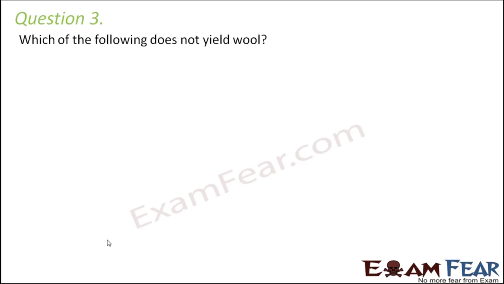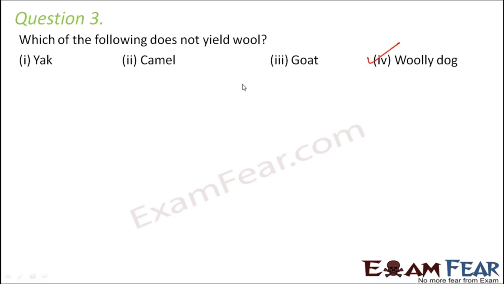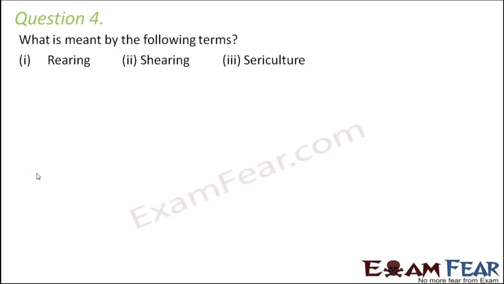Question number 3. Which of the following does not yield wool? Yak, camel, goat, woolly dog. The right answer would be woolly dog, because other than this, all of them are wool animals. They are fat, they have a woolly covering on their body. Unless an animal has a woolly covering on its body, it will not be able to yield wool, right?